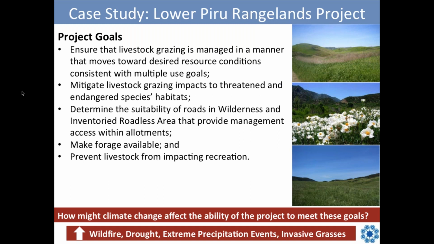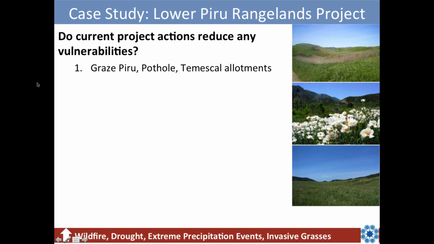And so things like increases in drought and invasive grasses are really going to impact the availability of forage. We have increases in extreme precipitation events that could affect our ability to mitigate grazing impacts by increasing erosion in riparian areas and also damaging fencing. And the same is true for increases in wildfire. So there's a number of different ways that climate vulnerabilities could potentially affect our ability to meet some of these project goals.